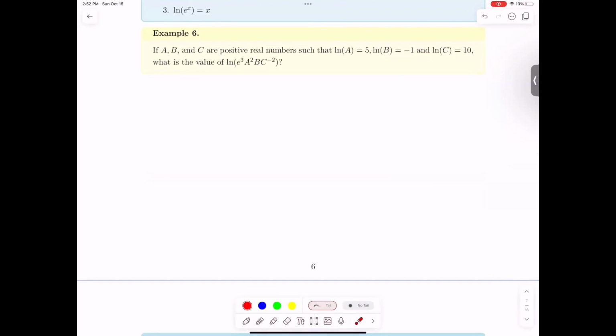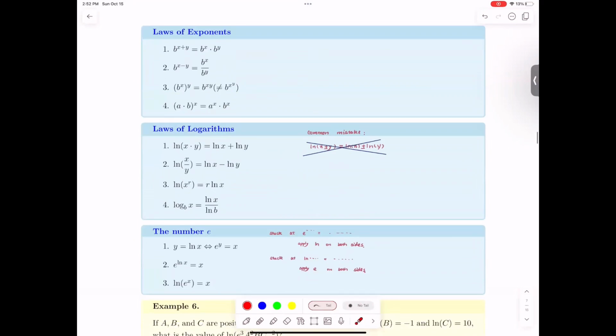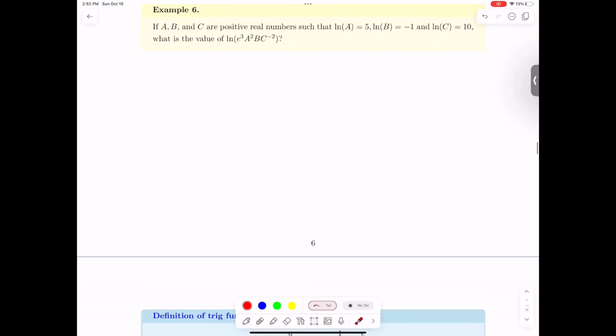If A, B, C are positive real numbers such that ln A is 5, ln B is -1, ln C is 10, what is the value of this? I want you to do it without looking at the laws above, okay? So you should do it without looking above to check your understanding.